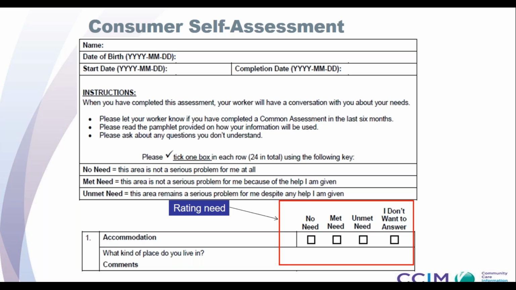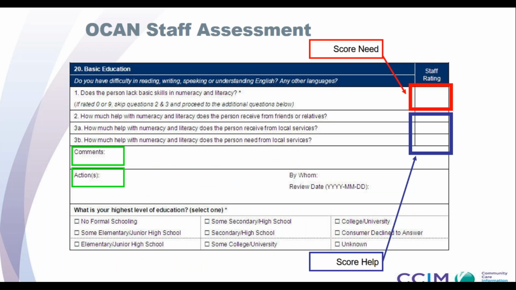No need is that area of their life is going well, they don't need any help, they're self-sufficient in that area. Met need is that area of their life is going pretty well, but it's because they're getting some help, and if that help were taken away, it could become a problem. So getting support in some way from services, family, or friends. And then unmet need is an area in their life where they're experiencing problems that are standing in the way of their recovery, or I don't want to answer. Clients also have the option not to do the self-assessment.